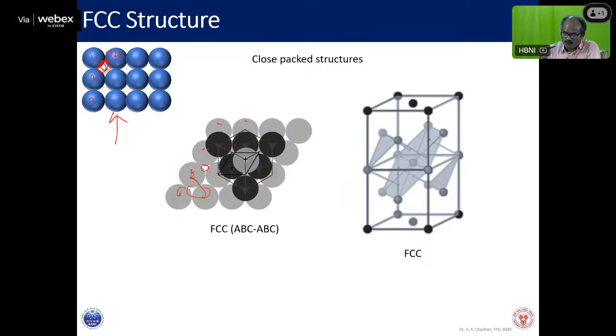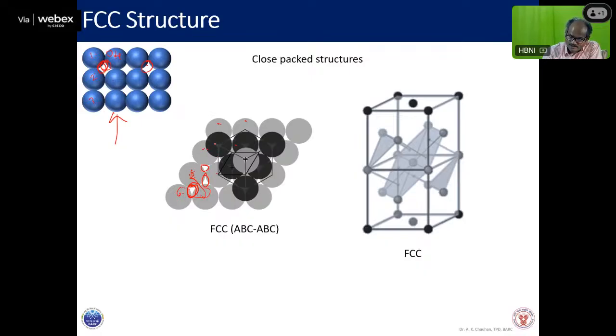Where should be the minimum energy position? It should be somewhere in this gap, and similarly in this gap. You have three spheres here, and the fourth sphere should come and sit in the gap. This group has a name; it makes a void.